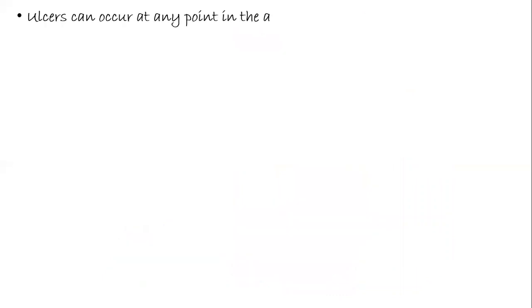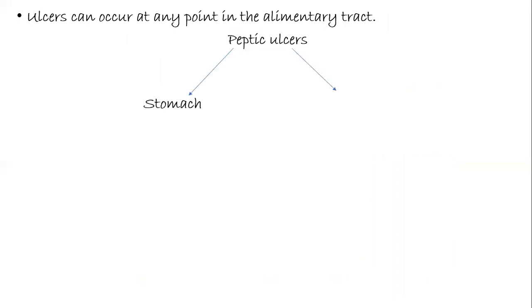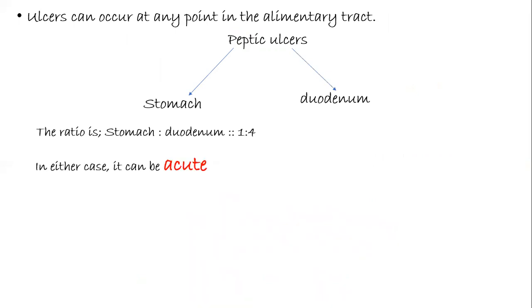Ulcers can occur at any point in the alimentary tract, but most commonly peptic ulcers occur in the stomach and in the duodenum. These are the two places where peptic ulcers occur. The ratio of stomach to duodenum is 1:4. So there are more chances of peptic ulcers occurring in the duodenum as compared to the stomach. Whether it is a gastric ulcer or a duodenal ulcer, it can be of two types. Either it can be acute or it can be chronic.